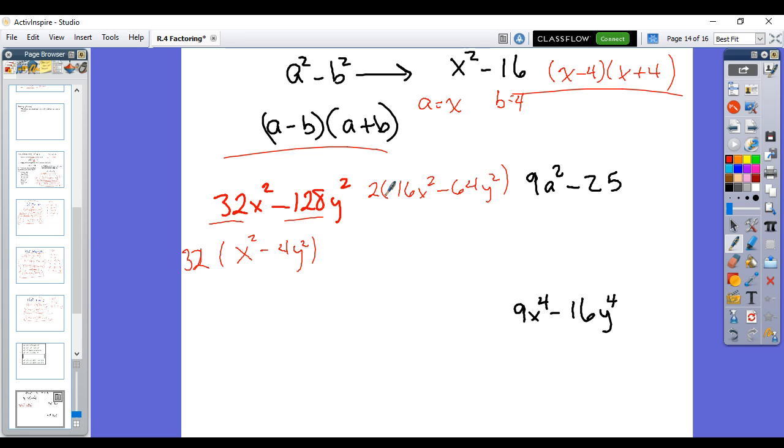These are still perfectly acceptable a's and b's. We're going to have to then factor it even more down later. So we'll do it this way first, and then we'll look at this, see what we get.